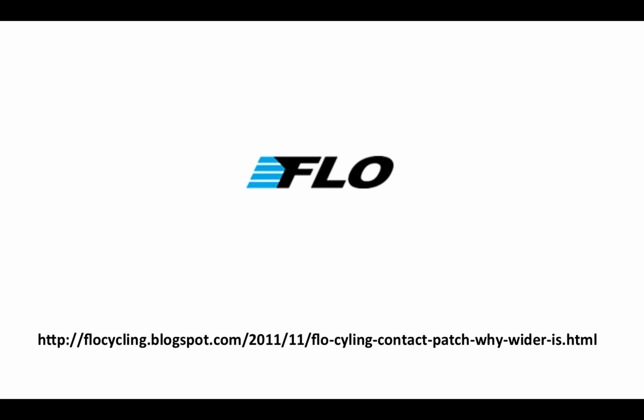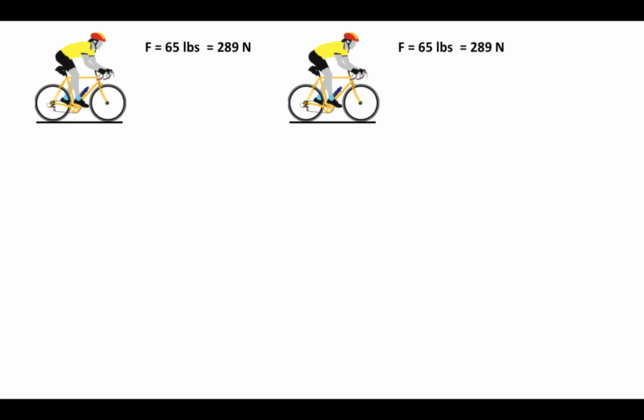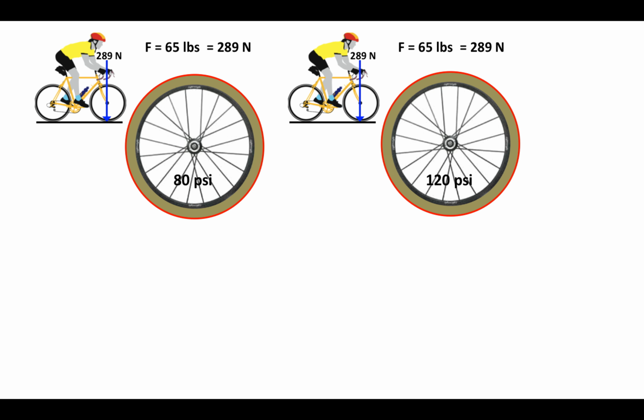I want to show you the summary of a result of an experiment done by a couple of guys at Flow. We start with two identical cyclists. The force on the front wheel is 65 pounds or 289 newtons in each case, and we can show that this way. And now we're going to load two tires that start with a pressure in one case of 80 pounds per square inch and the other 120 pounds per square inch.